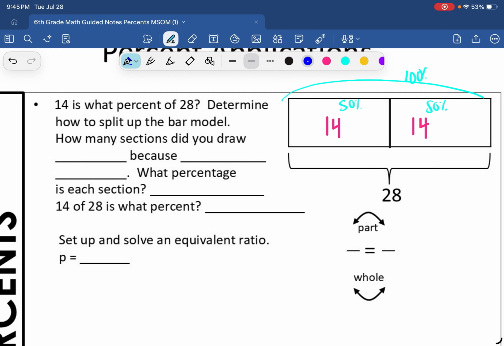How many sections did you draw? 2. Because 28 divided by 14 equals 2, and each section is 50%. So 14 of 28 is 50%.